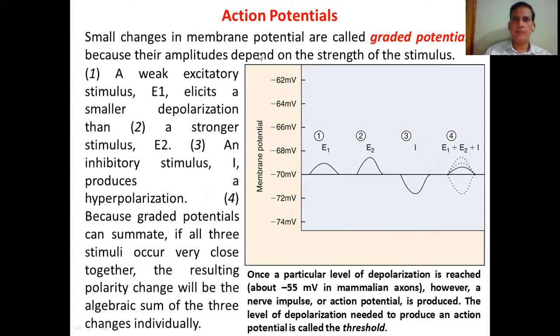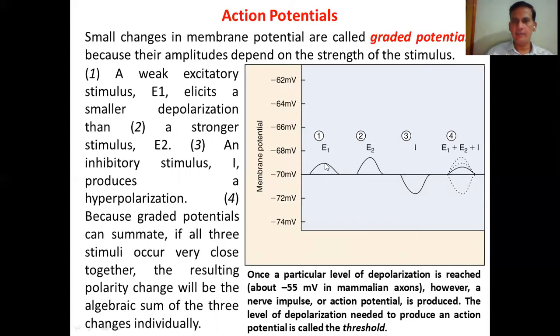Okay, so let's have a look at the action potentials. There could be small changes in the membrane potential. They are called graded potentials, because the stimulus is not high enough to lead to the movement of an impulse. It is just a small fraction of potentials. So let's imagine this is a membrane potential that we are measuring. This is the membrane potential of minus 70 millivolt, which is at rest.